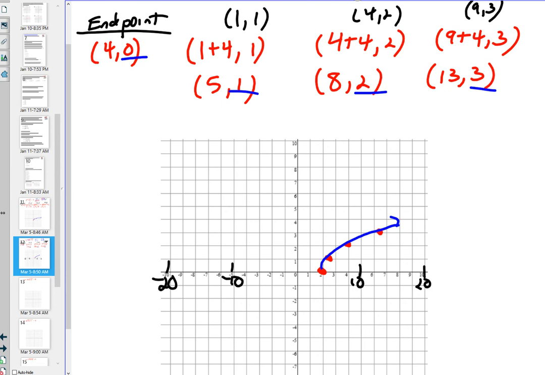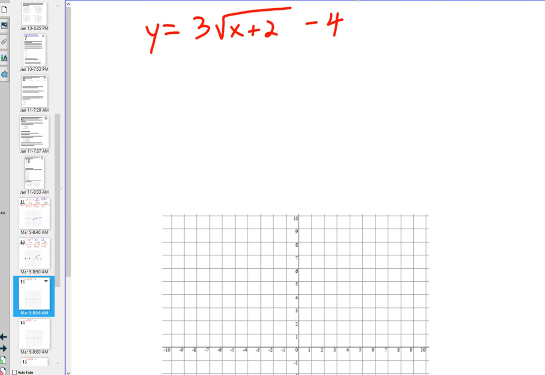Questions? Thomas? What type of function? Square root. So we're going to have that same basic shape. We're going to have our same starting points. But it looks like we're going to have some more transformations here.